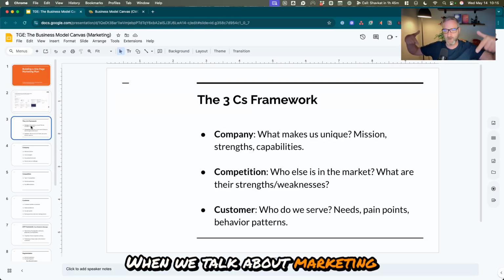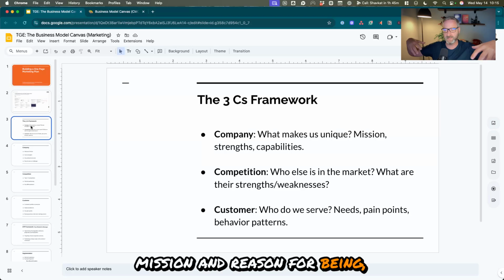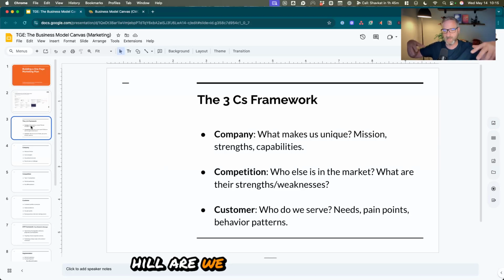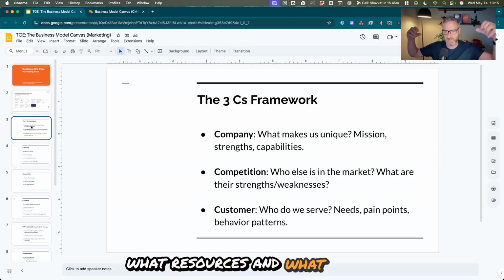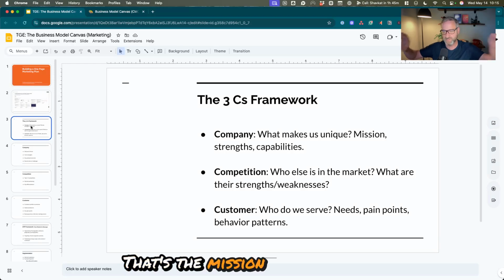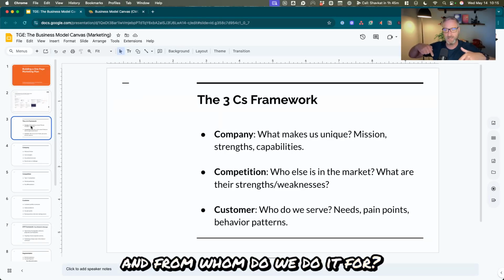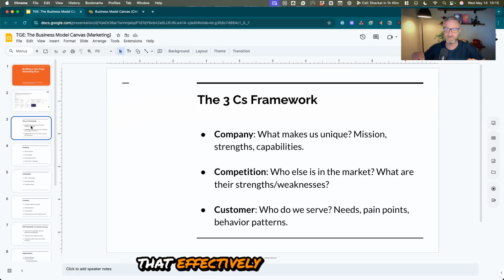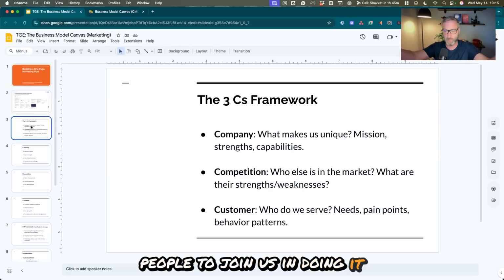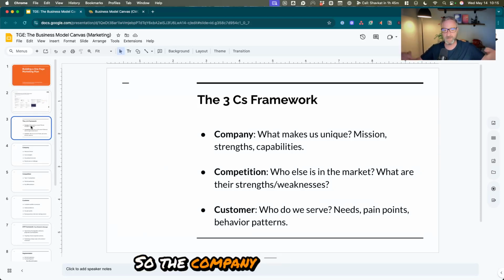When we talk about marketing mission and reason for being, what we're thinking about is what hill are we going to take, and what resources do we need to take that hill? That's the mission we're talking about. All right. So this isn't a theoretical 'oh, well, we exist to save the world.' If that's helpful, that's great. How are we going to do it? And for whom do we do it? And then how do we communicate that effectively to get other people to join us in doing it with us? Okay. So the company is the first C.